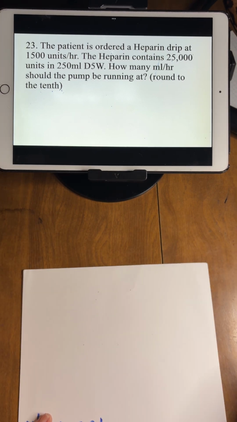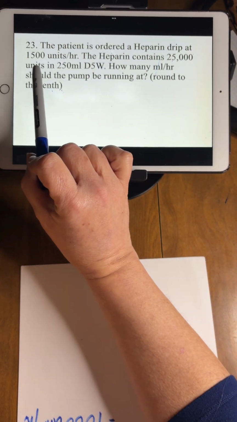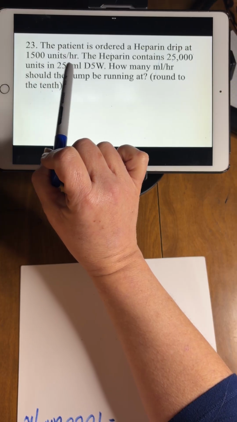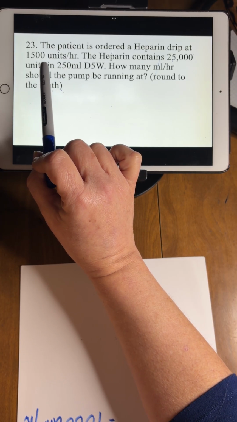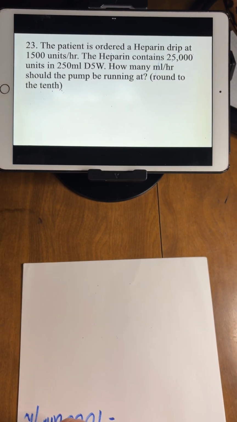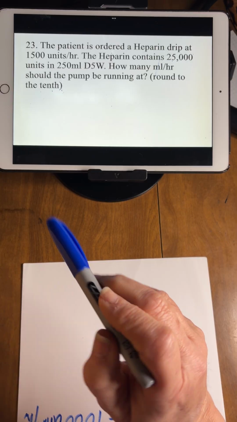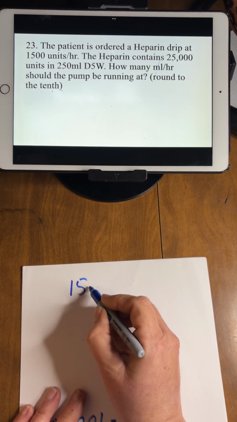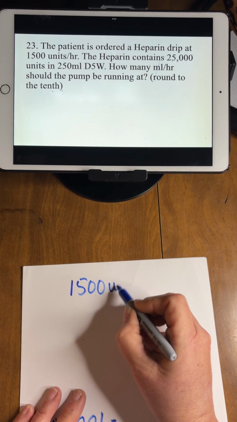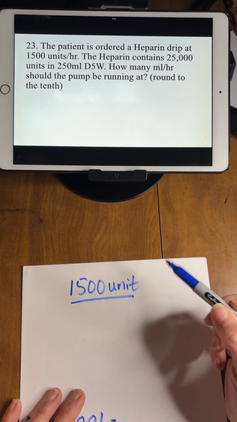Okay. This one says the patient is ordered a heparin drip at 1,500 units an hour. Look. We already know what it's going at. Who wanted it going at that? Who said? I didn't. That's Mr. Main again. So that's the dose ordered. 1,500 units is what Mr. Main wants. So we're putting him on the top.